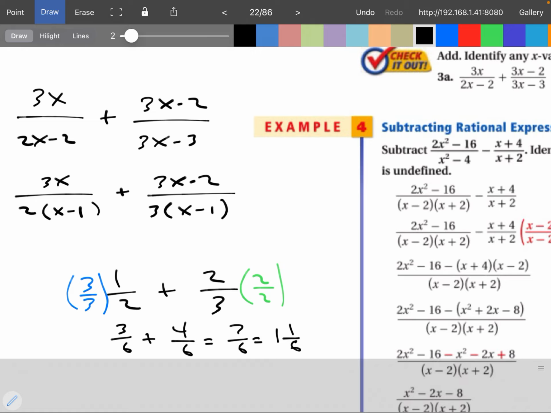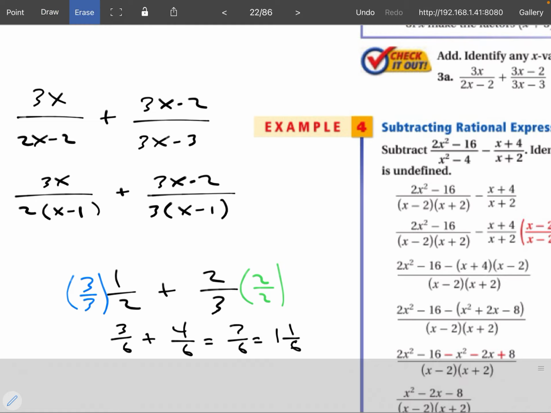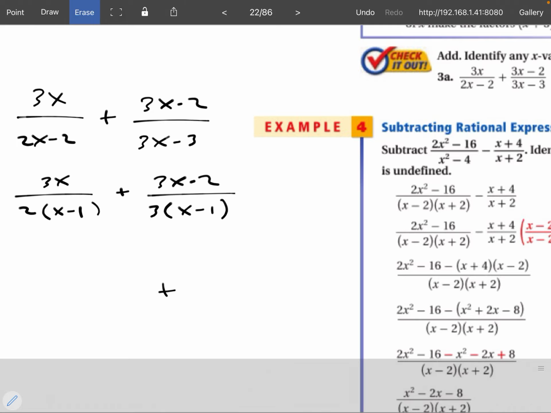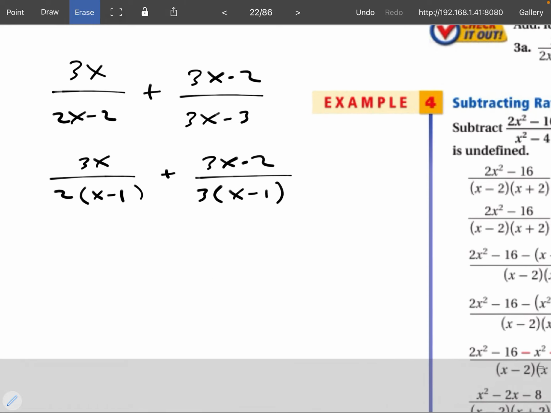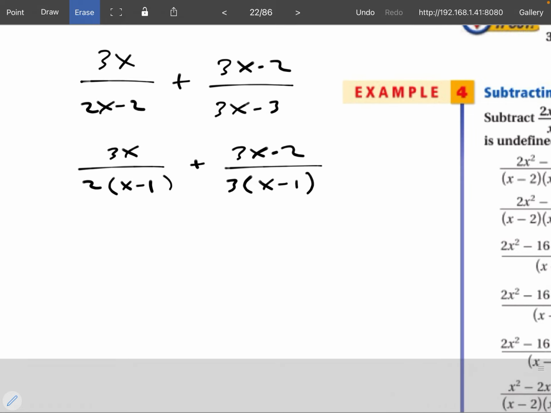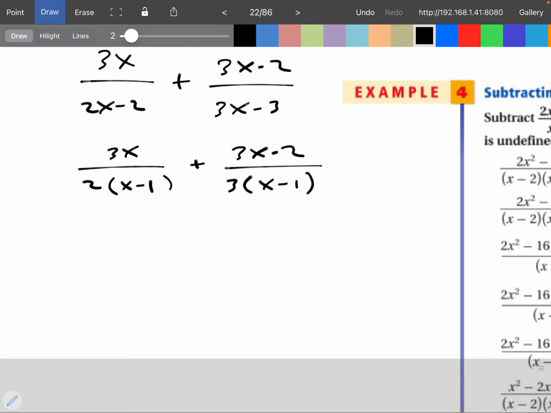So then, let me erase this out of here, because we don't need all that. So then you guys tell me, what would I multiply the fraction on the left by? Yeah, I need to make the common denominator for 2 and 3, which we said was 6, right? So I'm going to multiply this fraction over here by 3 over 3, and then I'm going to multiply this one by 2 over 2. Same kind of idea, right?